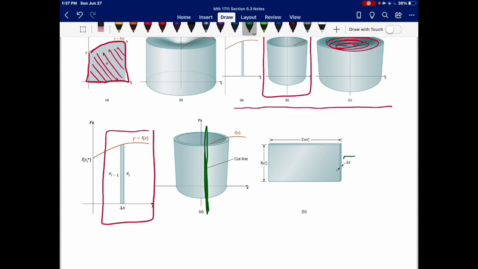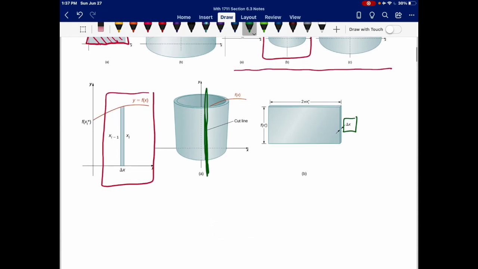Now, if you imagine that we cut one of these cylindrical shells and we unwrap it, what we're going to get is a rectangular prism. And the rectangular prism is going to have a width of delta x. And we want that delta x to get smaller and smaller and smaller so we can get more and more cylindrical shells inside that solid so that we can get the most accurate volume.